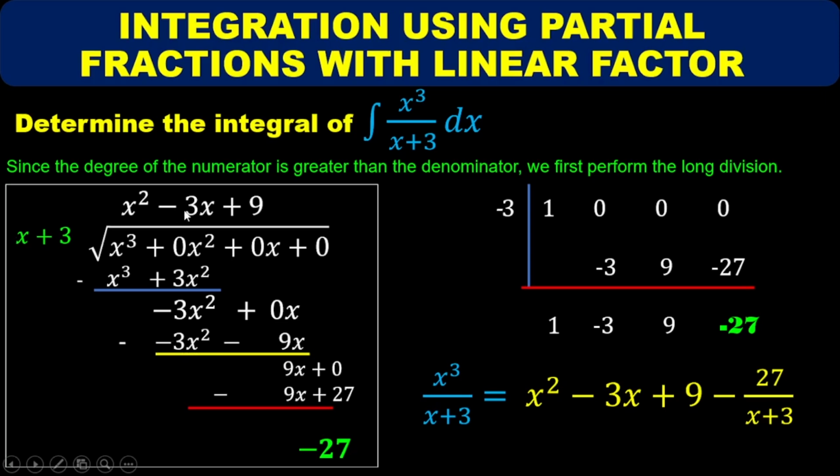And then minus 3x times 3 will give us negative 9, so we have minus 9x. So remember, minus 3x times x is minus 3x squared. Then minus 3x times 3 is giving us minus 9x. Then we are going to subtract these two. That is how come we brought this subtraction sign here.